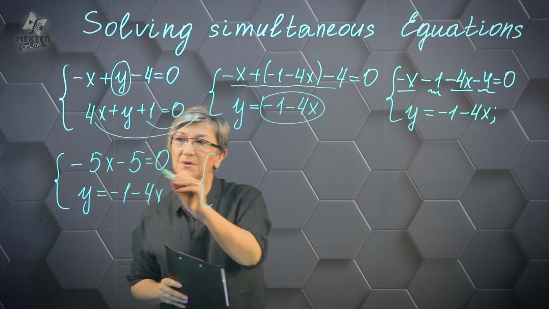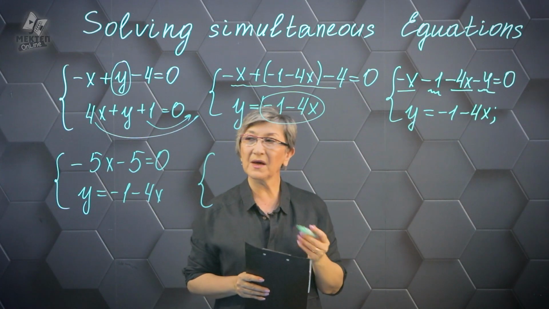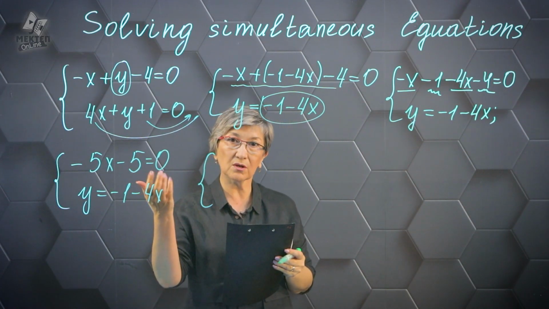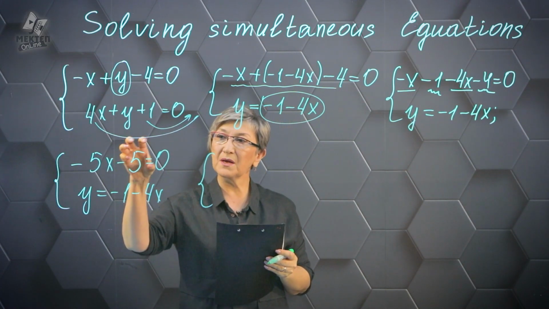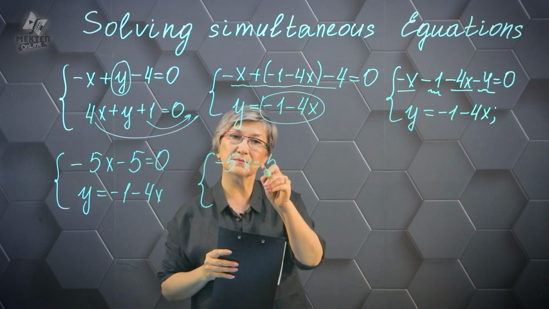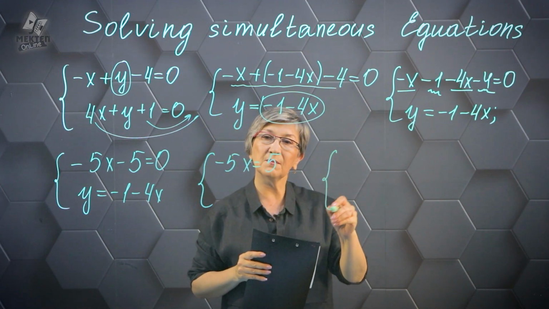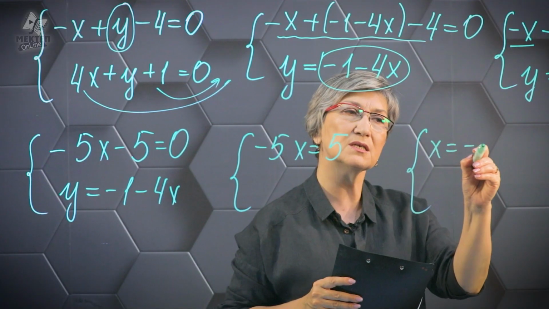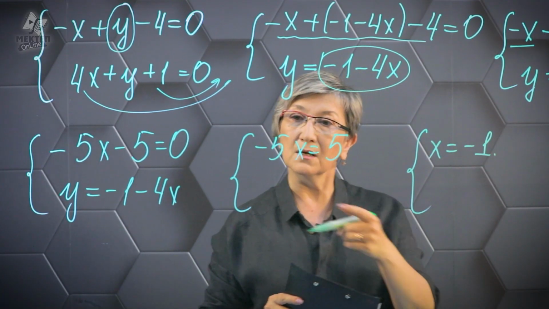We can solve the first equation. Minus 5x minus 5 equals 0. How do we solve it? We move minus 5 to the right side. We get minus 5x equals 5. And then I can solve the equation. The result is x equals minus 1.